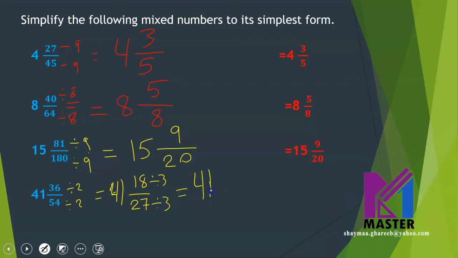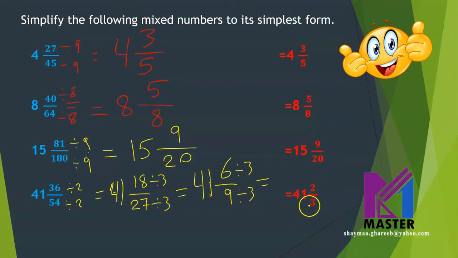Keep the whole number as it is, then the fraction part. 18 divided by 3 equals, yes, 6. 27 divided by 3 equals 9. Now I have 6 over 9. Is it the simplest form? Not yet. I can divide both by 3. Okay, then the final answer will be 6 divided by 3 equals 2 and 9 divided by 3 equals 3. Then the final answer will be 41, and as you can see, 2 over 3.